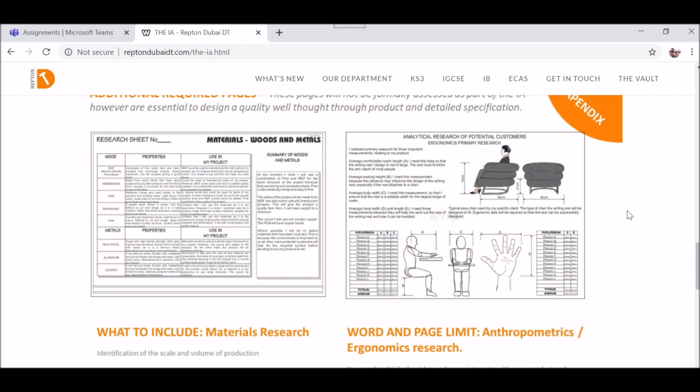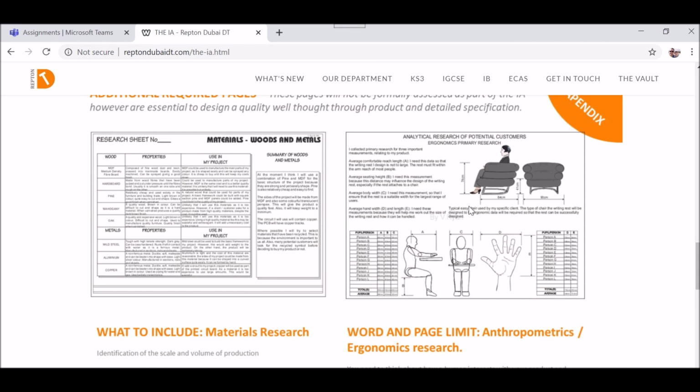Will it be held in its hand or the person's hand? Will it be put around the person's waist? Will it attach all the way down the back of the person? And what I want you to do, similar to this sort of page here, is basically find out the relevant measurements for somebody in your target market.